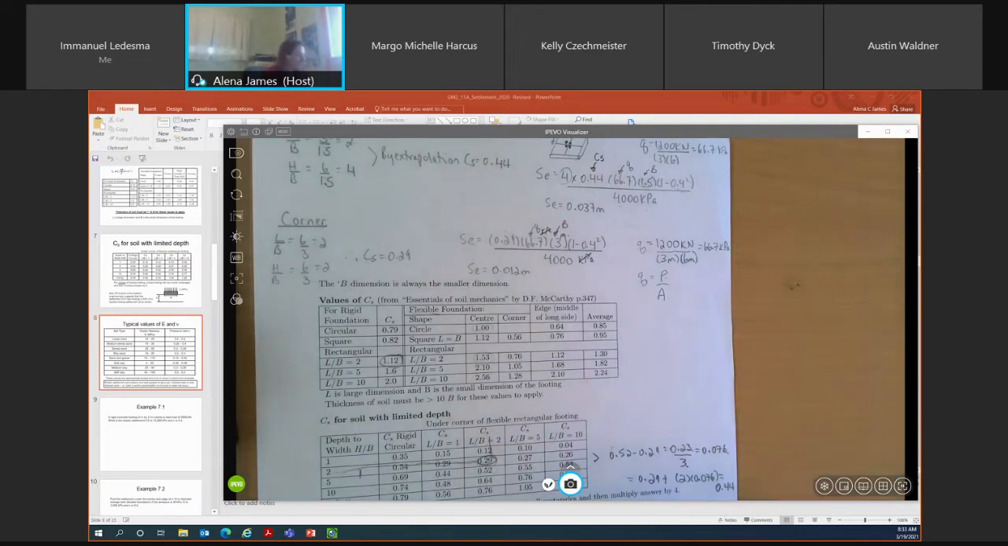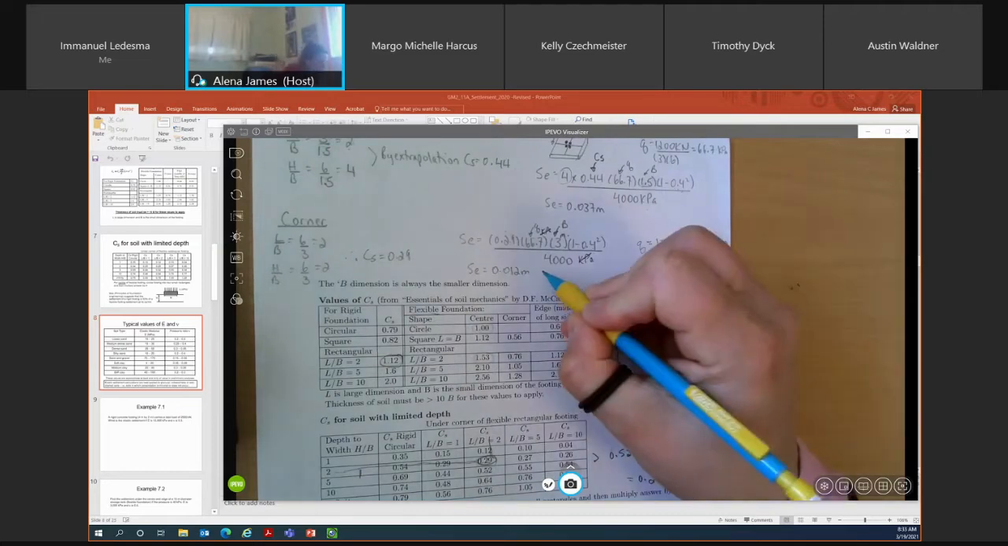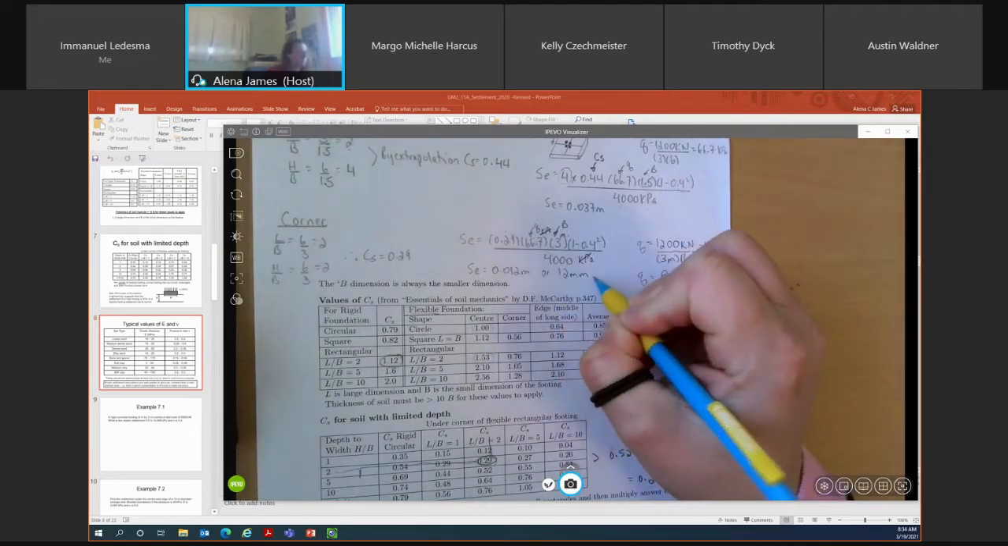So now it's just plug and chug into the formula. We know our factor value is 0.29. We know the stress applied to the footing is 66.7. We know the smallest dimension of the footing is 3 meters. We know our Poisson's ratio is 0.4, and our elastic modulus is 4,000 kPa. Once you plug and chug through, you can calculate your elastic settlement to be 12 millimeters, or 0.012 meters.